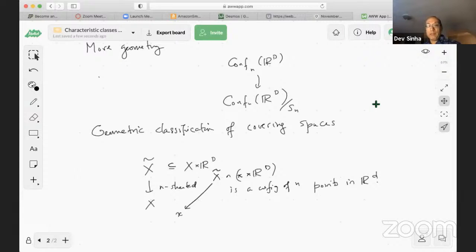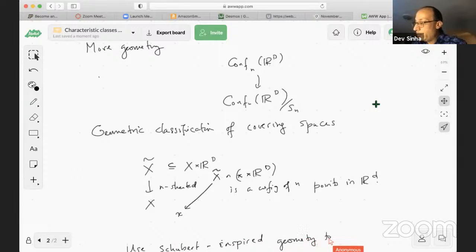And the point is then that we can use the geometry. And in fact, it's very much like Schubert. So I'm going to call it Schubert-inspired geometry to define the cohomology, to define the characteristic classes.